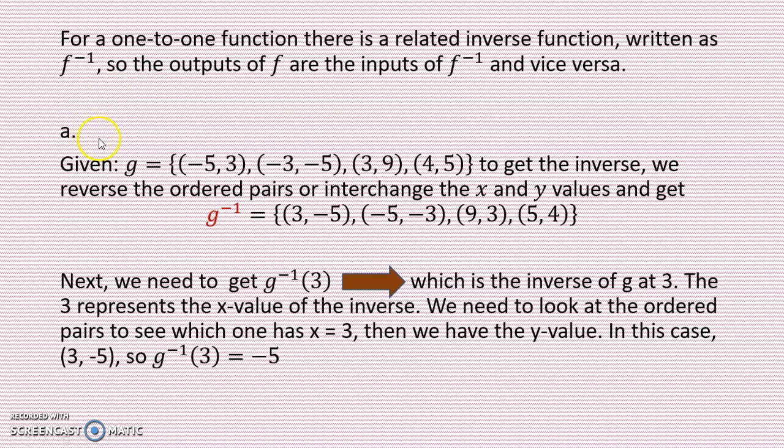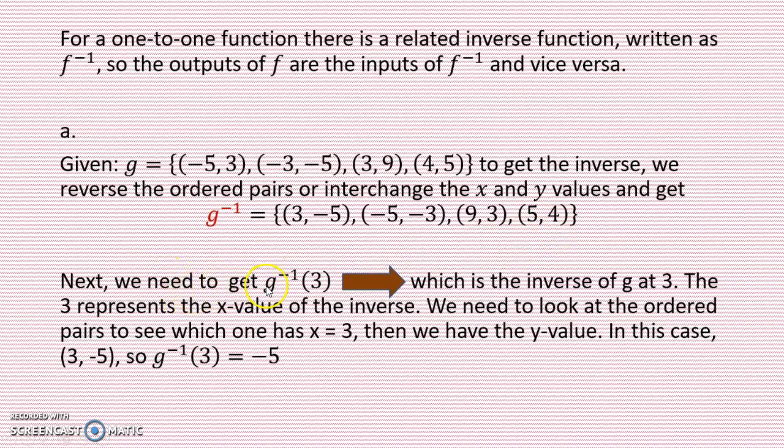Part A of our problem. Given the set of g, to get the inverse, we reverse the ordered pairs or interchange the x and y values. So we get the inverse of g is equal to (3, -5), (-5, -3), (9, 3), and (5, 4).